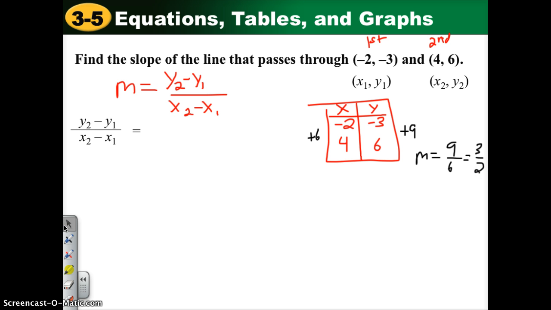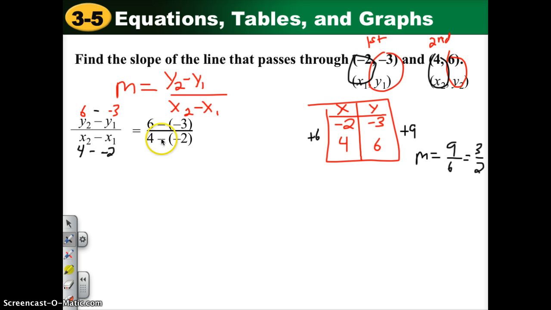Well, let's see what happens. If I substitute the numbers in where they belong, this is what it'll look like. So y2 was 6. y1 is negative 3. That's where the first part came from. x2 is 4. x1 is negative 2. And because it's subtraction, we then have to change this to adding the opposite. So we get an answer of 9 over 6, which reduces to 3 over 2. So I'm okay with you setting up the equation. I'm okay with you setting up the table. You're finding the same answer anyway.